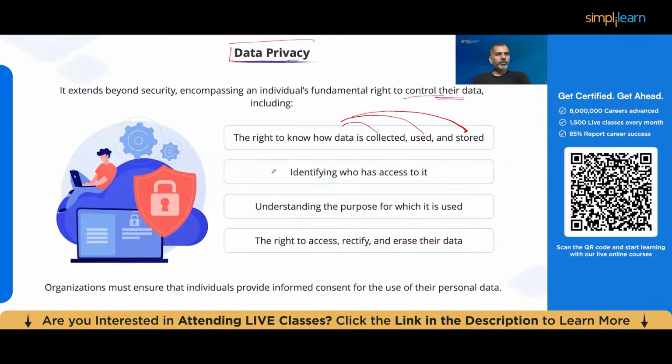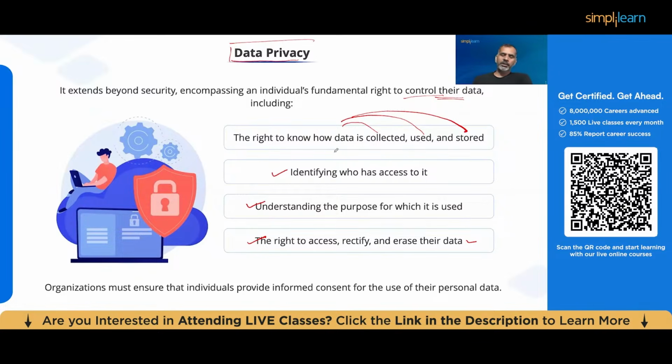It should be very transparent who has access to it. It should be very transparent to understand the purpose for which it is used. And the full right of control is that the user must be able to access, rectify, and erase their data whenever it is required or whenever they think it appropriate. So data privacy basically talks about these 4 points.